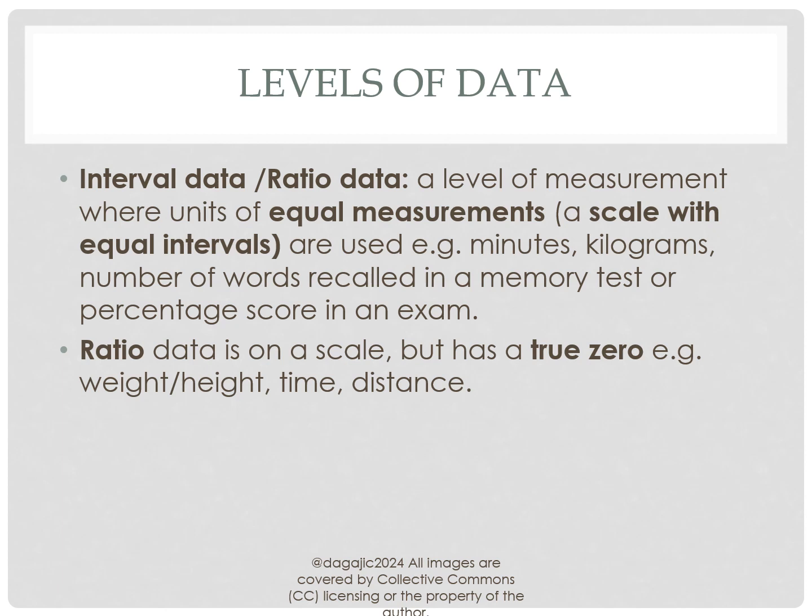So things could be like minutes, kilograms, number of words recorded in a memory test, percentage score in an exam, etc. The difference between interval and ratio is still data on the scale with equal increments, but it has a true zero. You can't have a minus number. So things like weight, height, time, and distance. However, if you're studying AQA A-level psychology, you don't need to worry about ratio. You only need to know about interval.